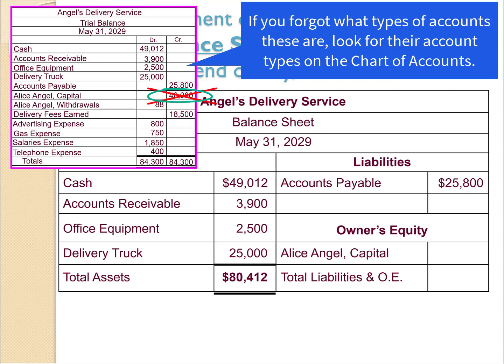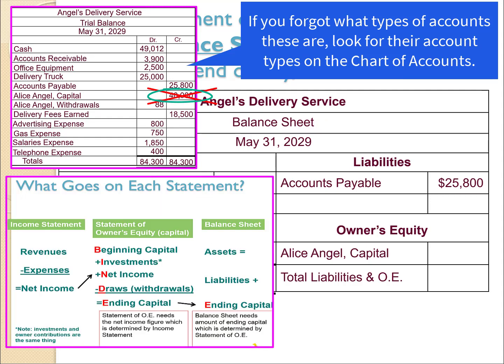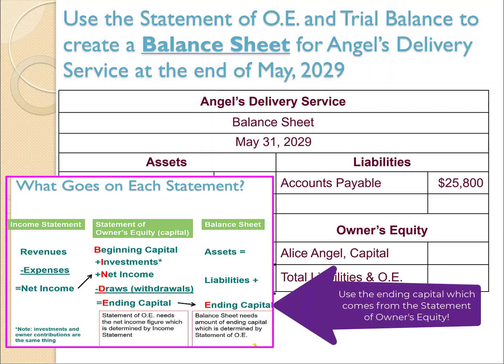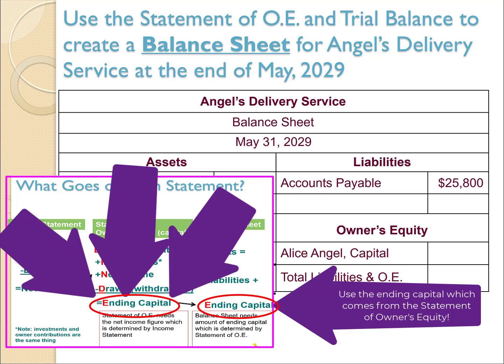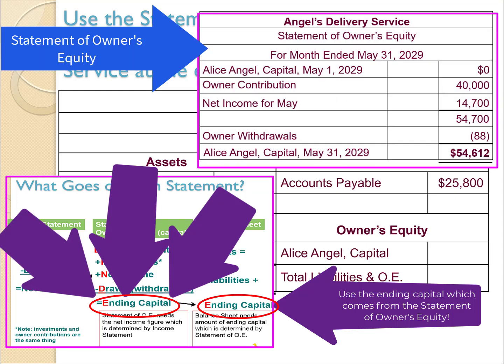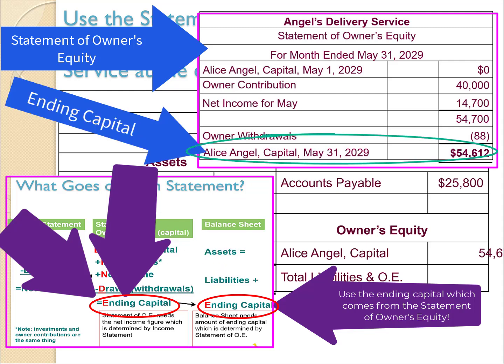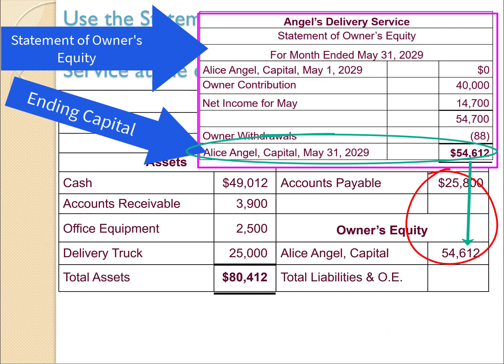No, well, not necessarily. Let's review our three formulas for the three financial statements. Notice the capital amount that we're using on the balance sheet is ending capital. And where do we get ending capital from? From the statement of owner's equity. So we need to get our statement of owner's equity, and it's right here. And the balance of ending capital is $54,612. Now remember, on the right side, we're going to add liabilities plus owner's equity. So we're going to add the $25,800 plus the $54,612.